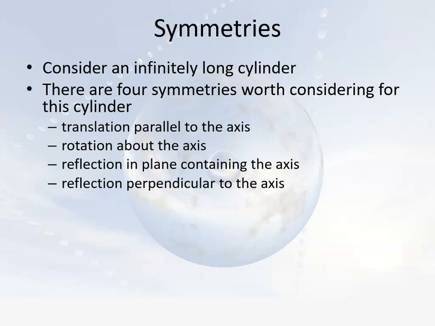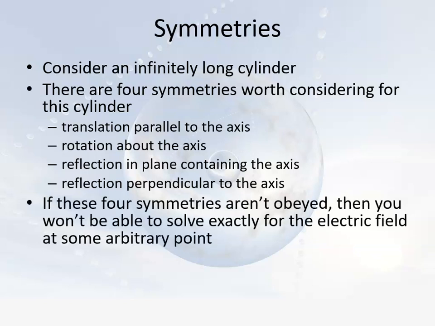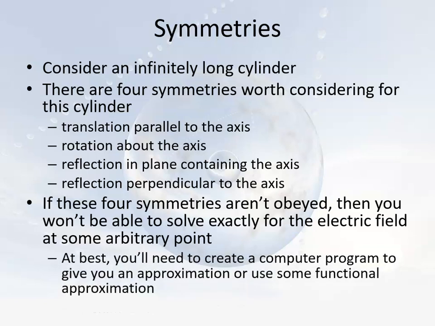The reason we want to talk about symmetries is because, as we're going to discuss soon, Gauss's law is only going to be useful for calculating what's going on when certain symmetries are in place. So if these symmetries aren't obeyed, you won't be able to solve exactly for the electric field at some arbitrary point far away from the cylinder. You might be able to solve for it for certain specific points, but not E as a function of x and y and z. So at best in that case, you would need to use a simulation to estimate the electric field, to approximate what it is.